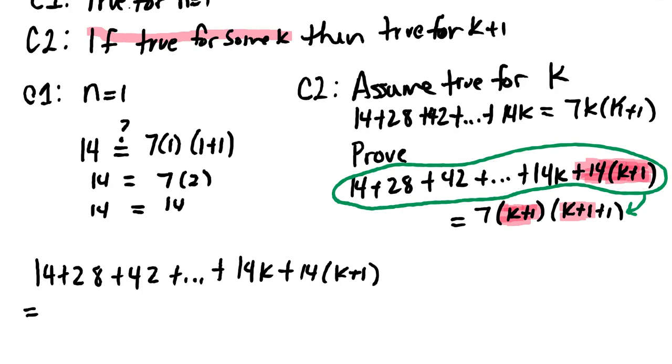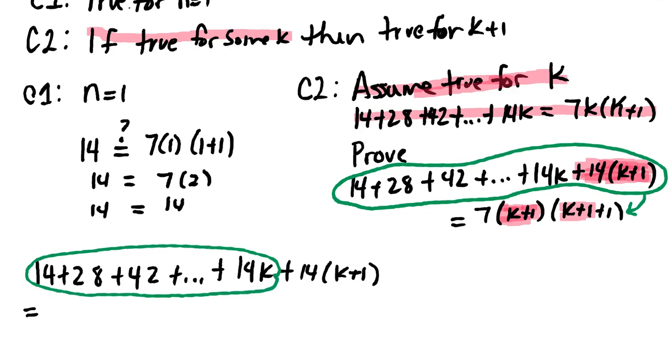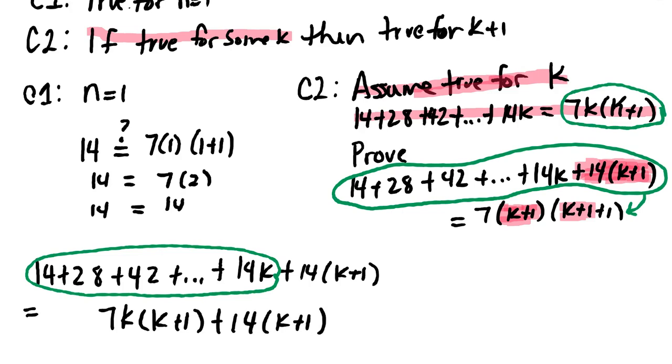Now what I can do is use substitution. Because I've assumed that this statement is true for some value of k, that means I have this piece of information right here. I can take all of this and change it to the other side of the equation because we assumed that it's true. So that would give me 7k times k plus 1 plus 14 times k plus 1.